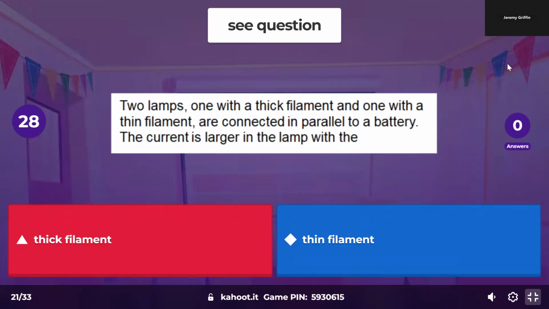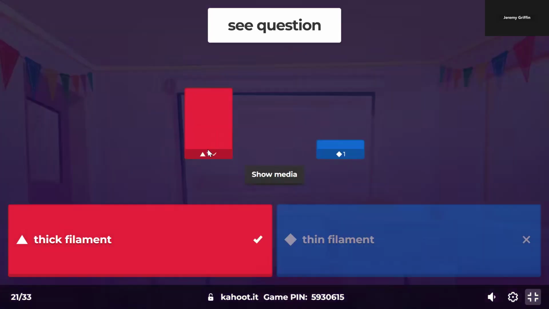Two lamps, thick filament, thin filament, connected in parallel. The current is larger. Where does more current flow? You're driving out on the interstate. Would you rather drive on a 1-lane interstate or a 10-lane interstate? Yeah, let's go 10 lanes. Okay. So more current flows through the path of least resistance.